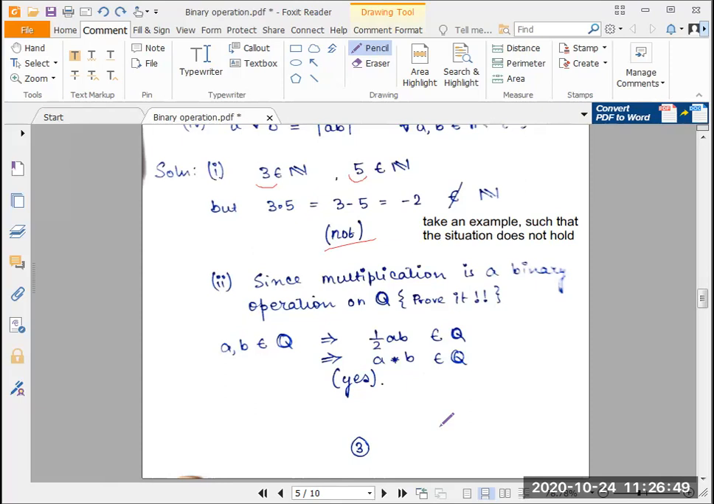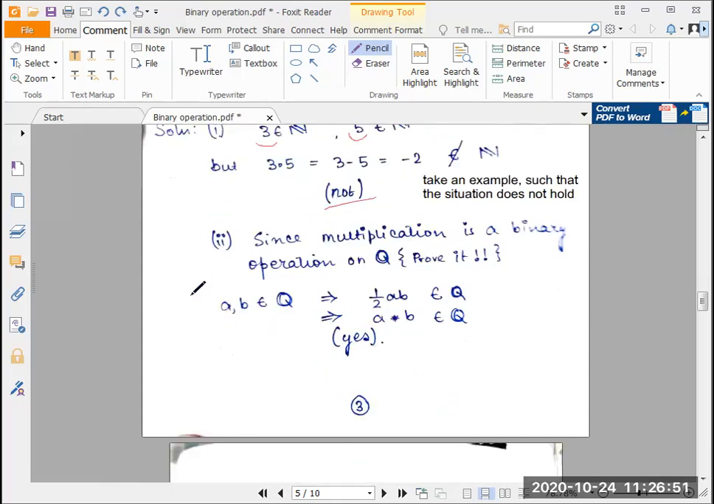Anyway, here I have done essentially the same thing. I've multiplied by another factor of half. Since multiplication is a binary operation on the set of rational numbers, half AB, which is a more complex form of multiplication, is obviously a binary operation. So here we see that the star operation that they have defined is a binary operation on the set of rational numbers.